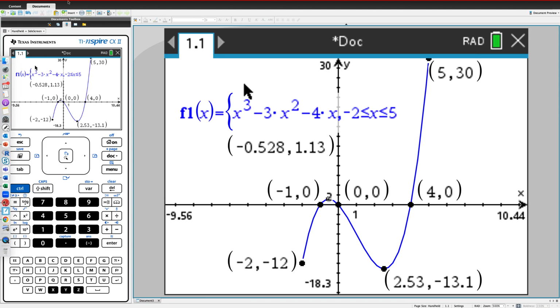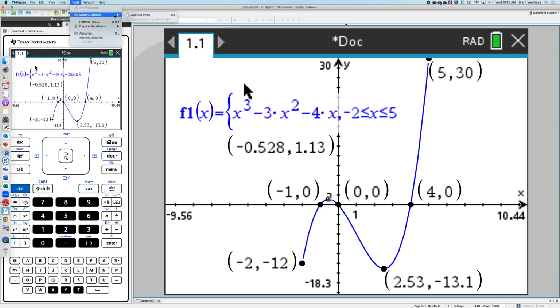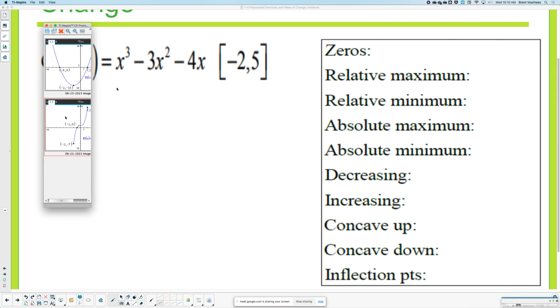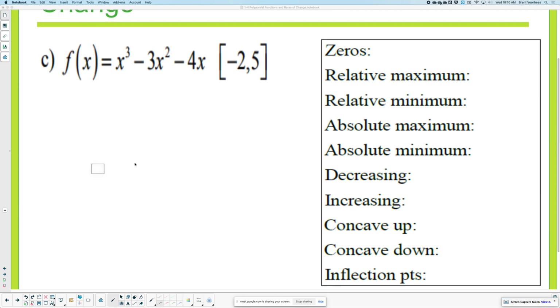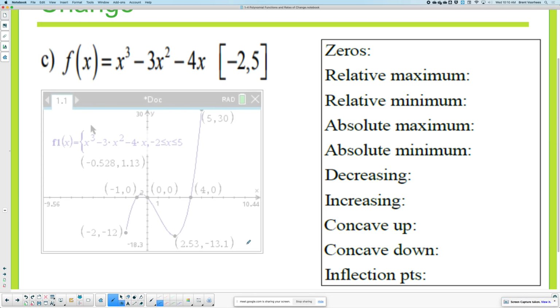Okay, so now I'm going to go Tools, Screen Capture, and we'll start filling in our information here.